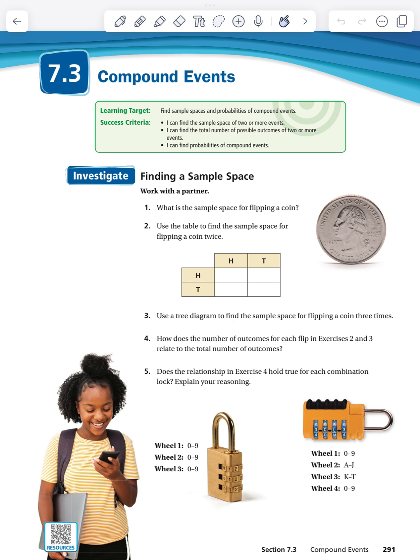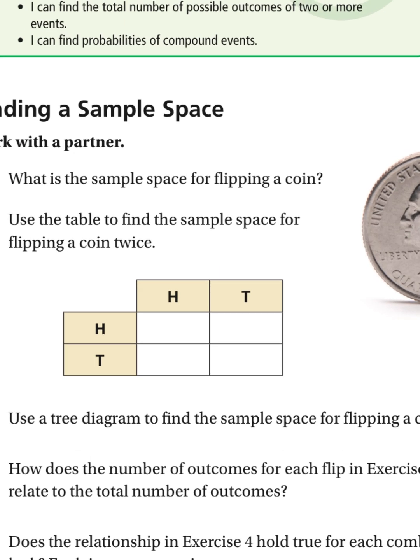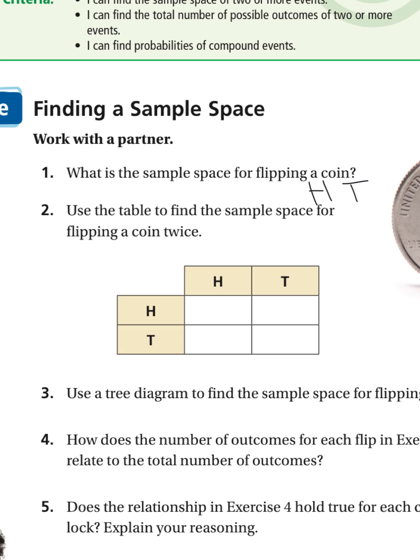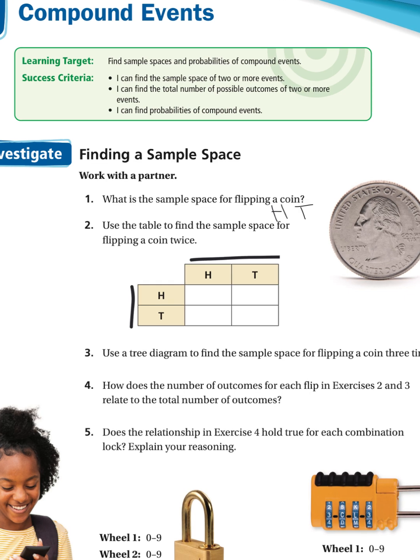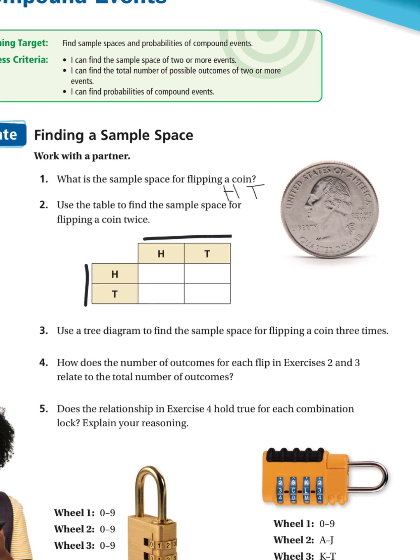Okay, so let's investigate. What is the sample space for flipping a coin? Well, we know the sample space is just heads or tails. When we're using our coins in class, it is red or yellow. So if we flip two coins, you have heads and tails on both sides. This is how you would use a table to find the sample space. You could also use a tree diagram.